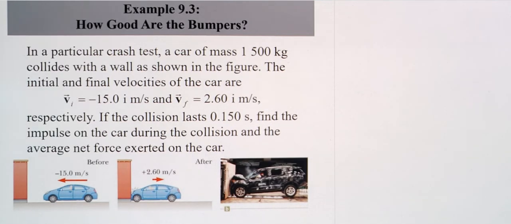In a particular crash test, a car of mass 1,500 kilograms collides with a wall as shown in the figure. The initial and final velocities of the car are, initial is negative 15 meters per second, and final is 2.6 meters per second, respectively. If the collision lasts 0.15 seconds, find the impulse on the car during the collision and the average net force exerted on the car. Right. He is asking for two things, the impulse and the force.